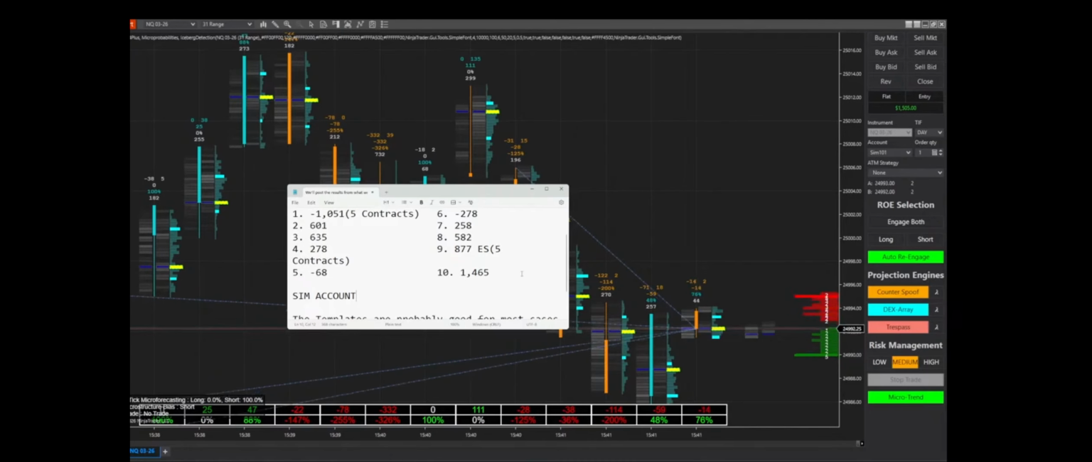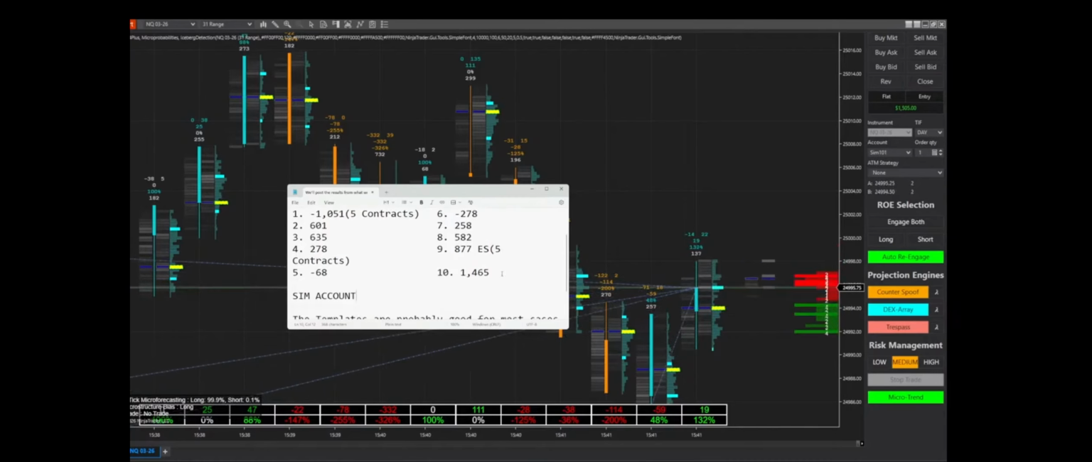It's pretty wild. That's so strong. 1465 after fees. So yeah, this is on the sim account.